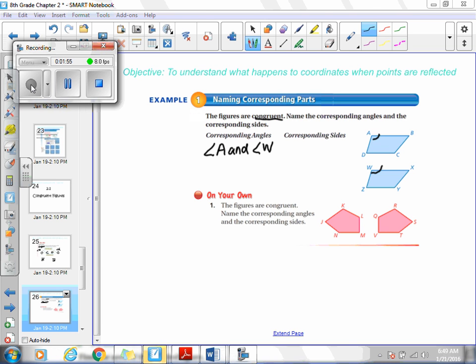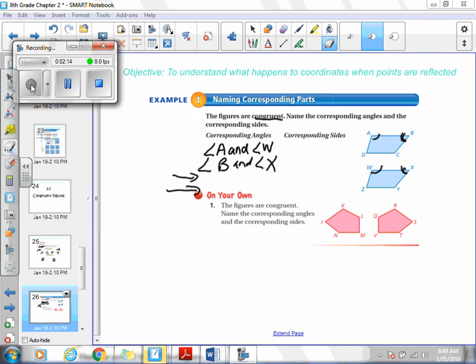This should be written on your paper as well. Angle B and angle X correspond. So you write angle B and angle X, and from there on out you get the idea. So write down the other two sets of corresponding angles.